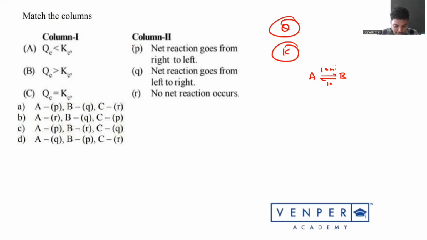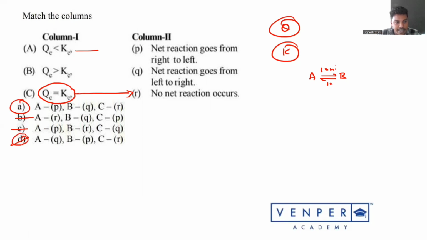For this question, what is the answer? Option D is correct. Now what about A? What is the answer? It's a net change, right? And Q is equal to K now. There is no net reaction, right? Therefore, this is our CR. This also is wrong. Only option A and option D are correct.